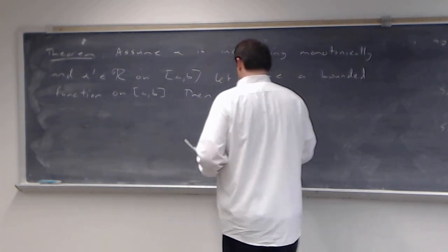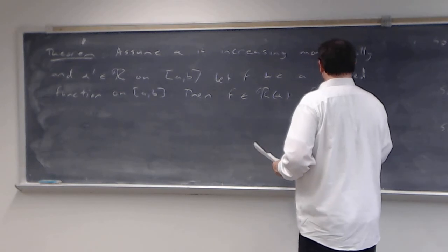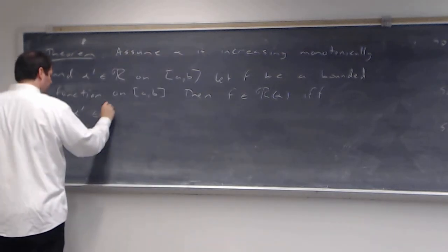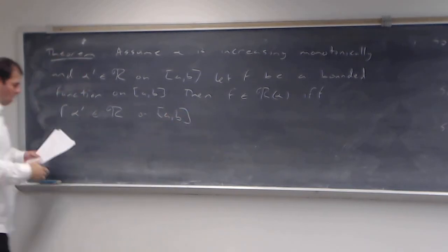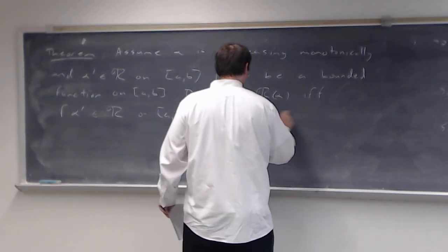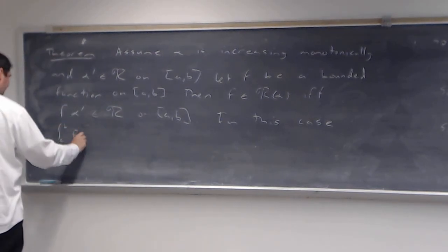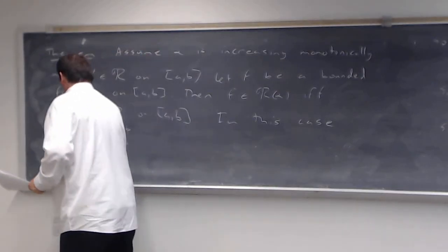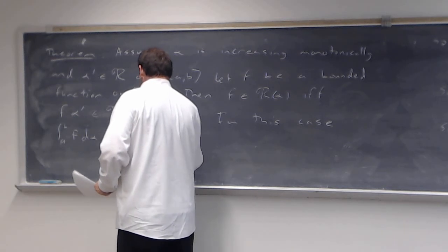Then f is Riemann-Stieltjes integrable with respect to alpha if and only if f times alpha prime is Riemann integrable on A to B. In this case, the integral from A to B of f d alpha, which was the Riemann-Stieltjes integral on the left, is equal to the Riemann integral from A to B of f alpha prime dx.